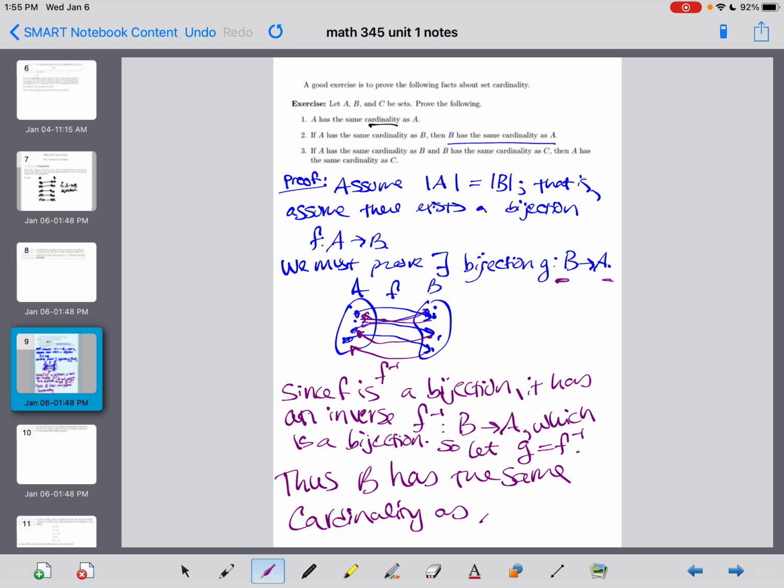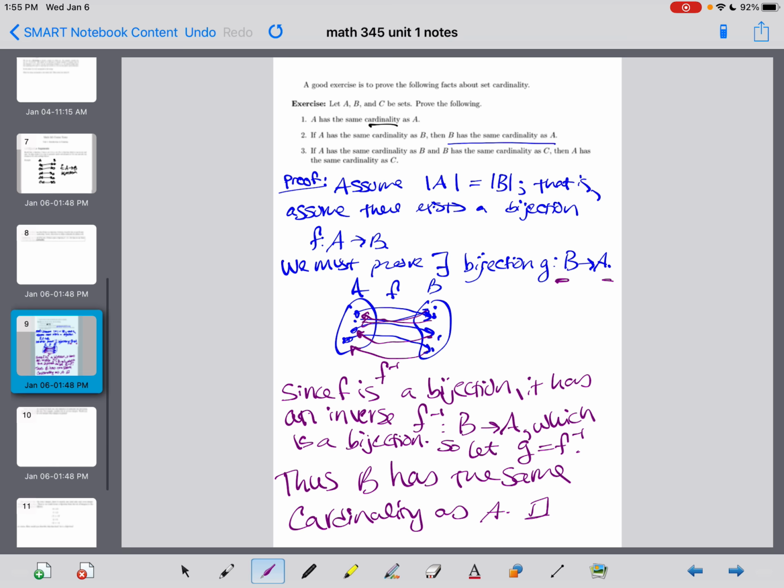Which is what we're trying to prove for this second exercise. For the first exercise, you just need to find a map from A to itself, which is a bijection, which should be simple enough. And for the third exercise, you need to find some way to get a bijection from A to C. Okay, so it's a good exercise. You should maybe pause and give that a try.